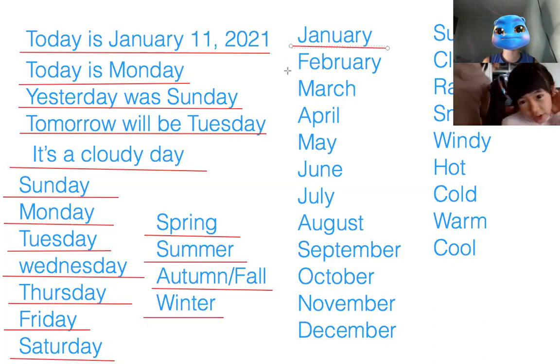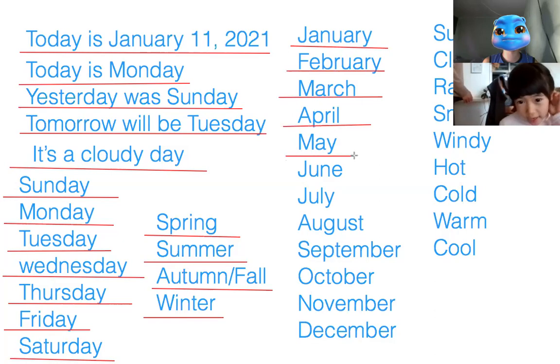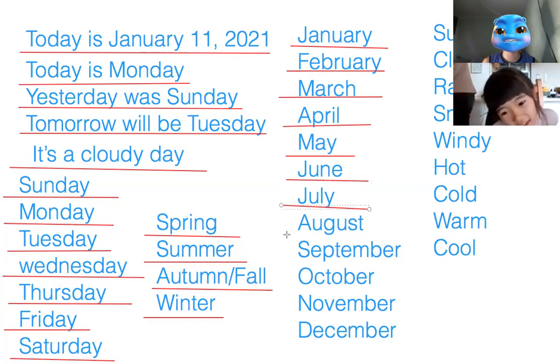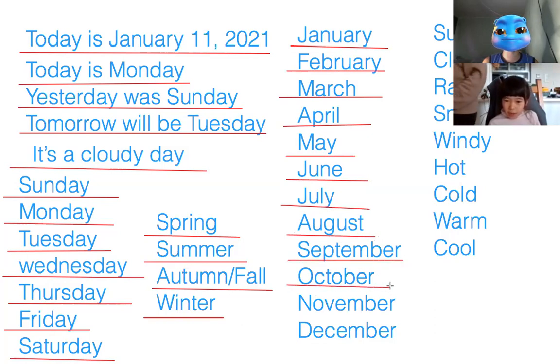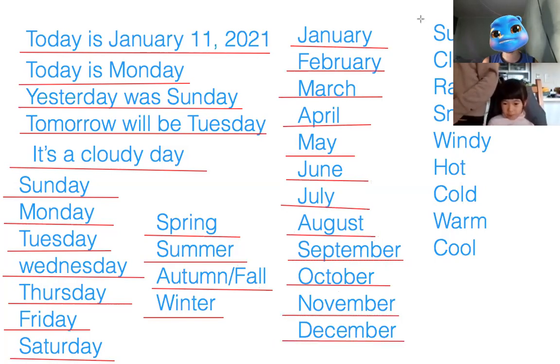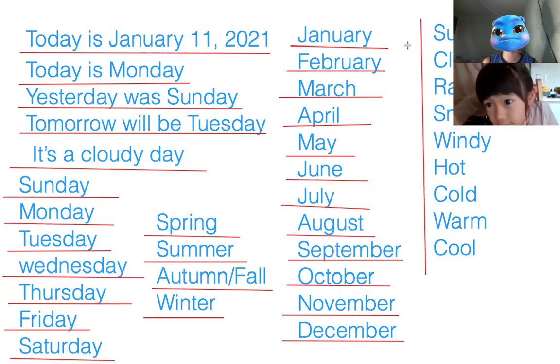January, February, March, April, May, June, July, August, September, October, November, December. All right. Now the different kinds of weather.